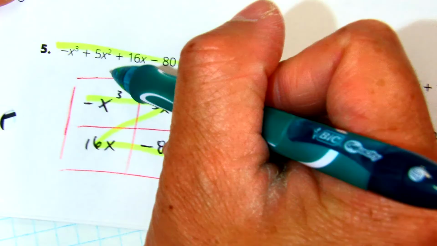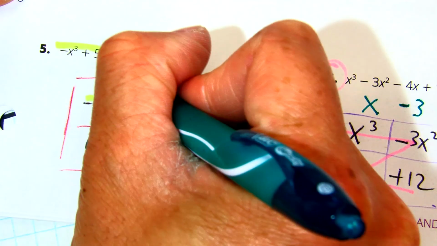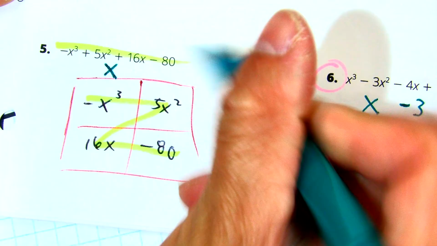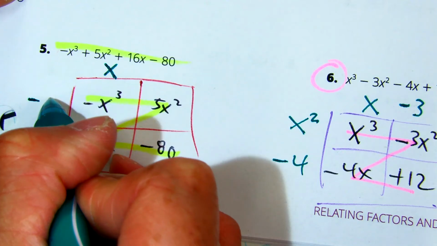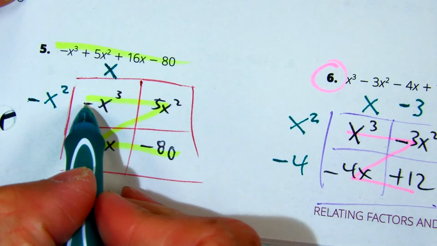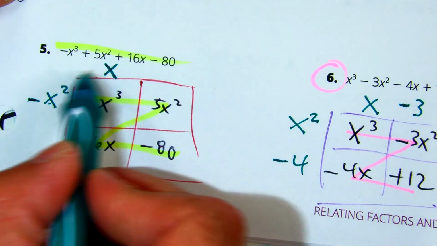So if I notice my greatest common factor here, I see an x cubed and an x, so I'm going to put an x here. That means this one has to become a negative x squared. Right? Negative times a positive gives us a negative. X squared times x equals x to the third. Multiply the same base, you add the exponents. 2 plus 1 equals 3.